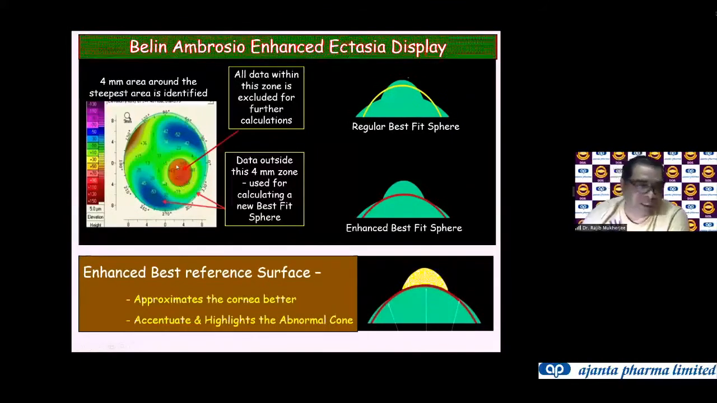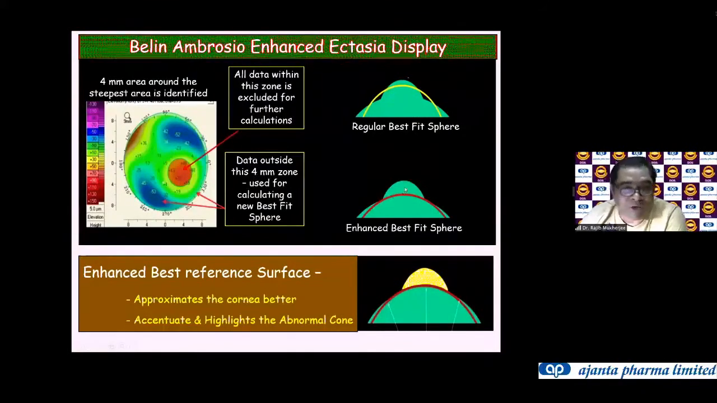In other words, we have just excluded the most ectatic areas. Thereby, when we now calculate the values for our best fit sphere, they are going to be much flatter than what we saw in the figure over here. Once we have a flatter best fit sphere, the amount of ectatic cornea exposed above the best fit sphere is going to be much more. If you look at this diagram, there's a small pinnacle over here. But as soon as you look at your enhanced best fit sphere, with exclusion of the most ectatic areas, you can see this exposed area much more.